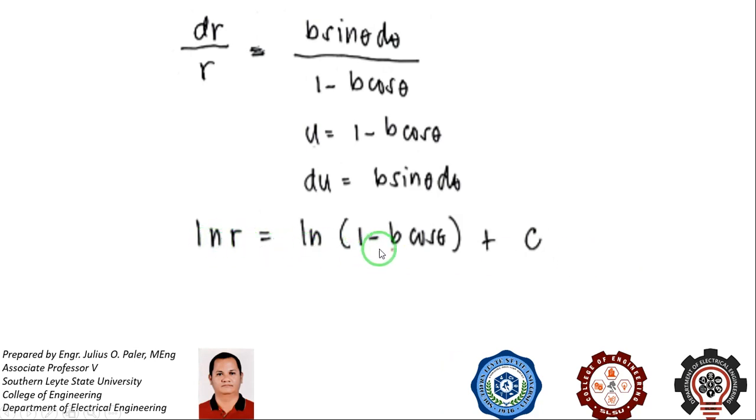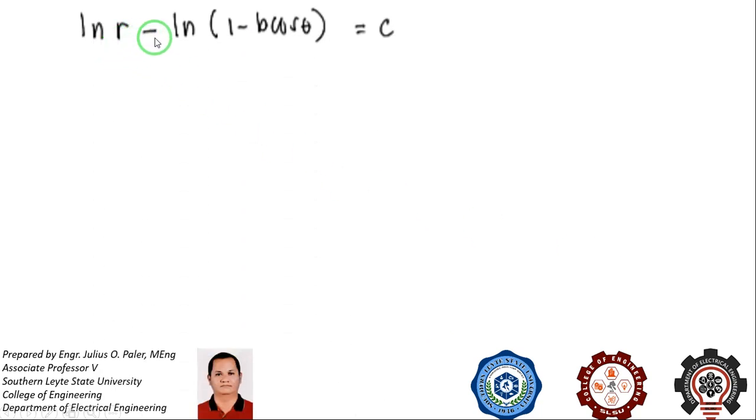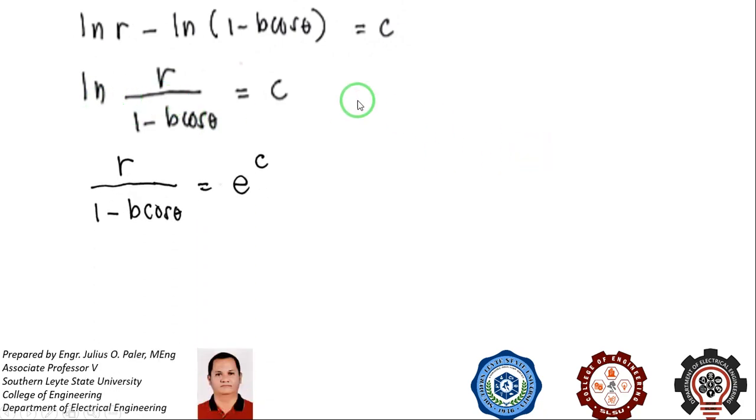So combining the logarithmic terms, we transpose this to the left side. It will give us ln of r minus ln of the quantity 1 minus b cosine theta is equal to c. Now simplifying using the properties of logarithm, these two will become ln of r all over 1 minus b cosine theta, since this is minus. In order to eliminate the ln here, apply anti-logarithm on both sides, so the equation will now become r all over 1 minus b cosine theta equal to e raised to c.